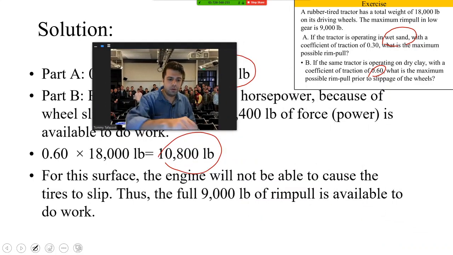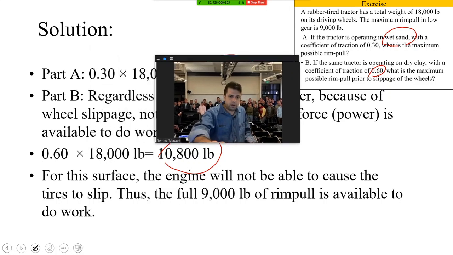Okay. For this surface, the engine will not be able to cause the tires to slip. Thus, the full 9,000 pounds of RIMPL is available to do work. All right.